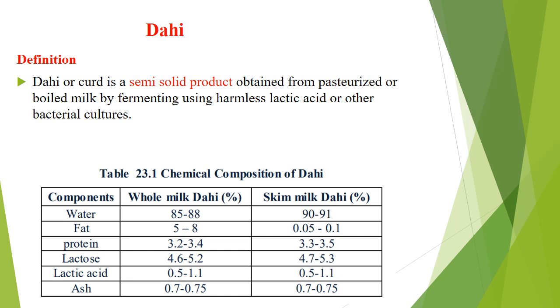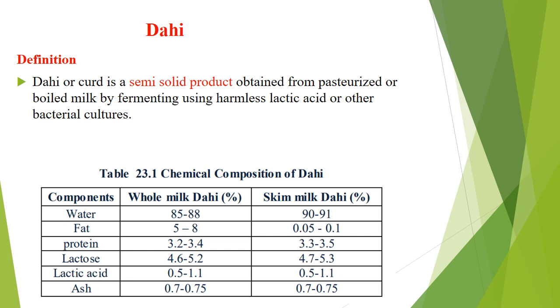So dahi is also known as curd. The exact definition of curd: it is a semi-solid product obtained from pasteurized or boiled milk by fermenting using harmless lactic acid or other bacterial culture. So to pasteurized milk, the harmless lactic acid bacteria is inoculated, and it is allowed to ferment for 6 to 8 hours, so that there will be a formation of curd. The milk protein coagulates and turns into curd.